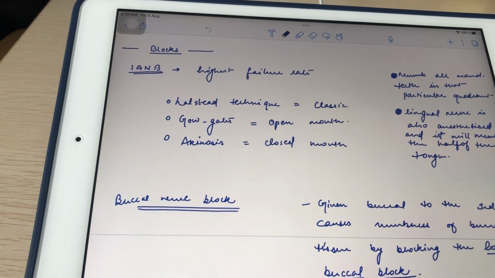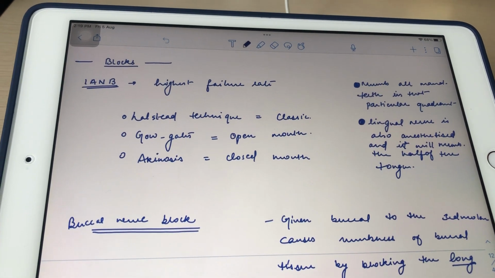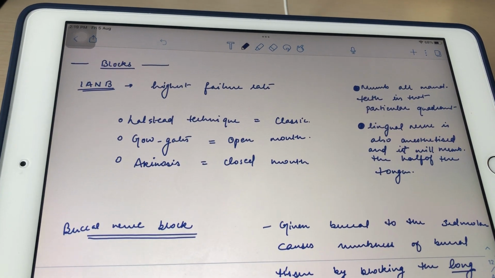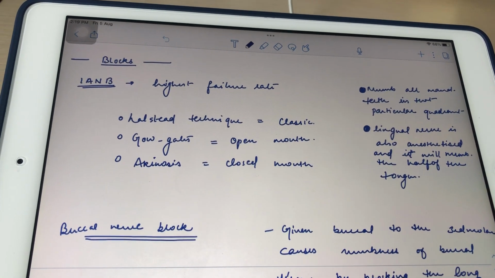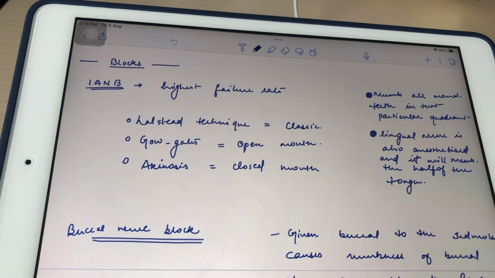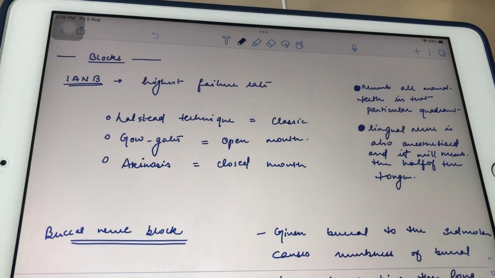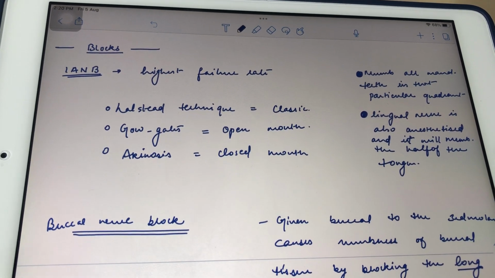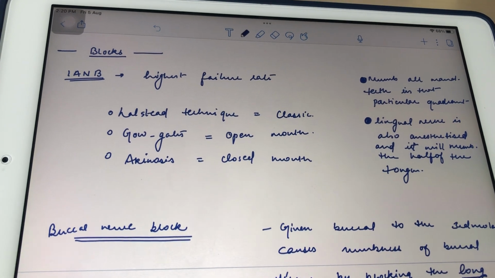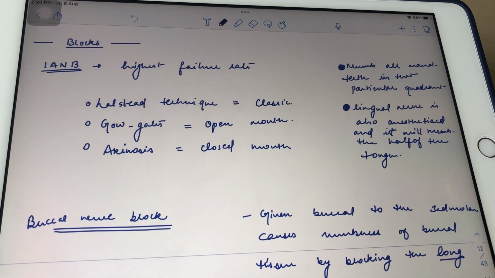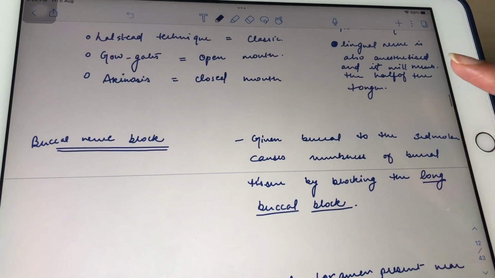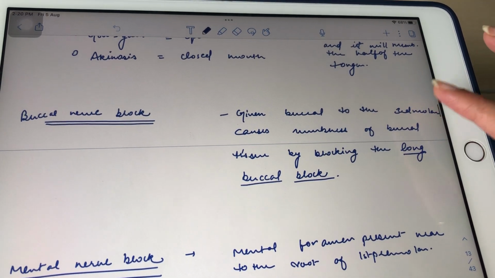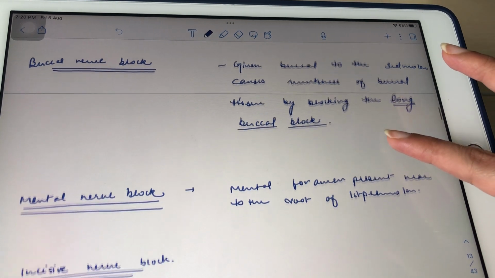The nerves which are anesthetized in this are the inferior alveolar nerve and the lingual nerve. If the procedure has to be done related to the mandibular teeth, that particular quadrant needs the blocks which are the inferior alveolar nerve block, lingual nerve block, and the buccal nerve block. The buccal nerve block is given buccally to the third molar, and causes numbness of the buccal tissue by blocking the long buccal nerve.